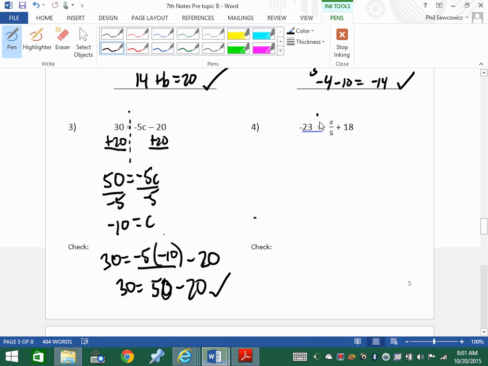Again, we are going to start on the right-hand side because that's where the variable is. To undo the adding of the 8, we should be subtracting 8. I'm sorry, I said 18. Subtract 8 from both sides.